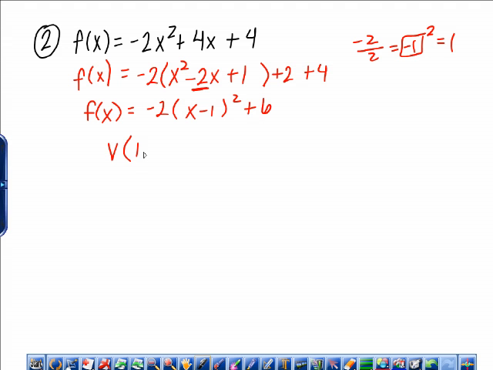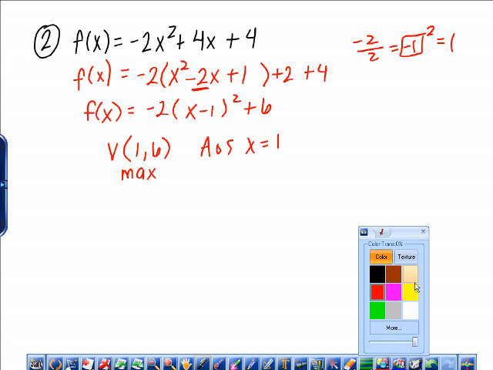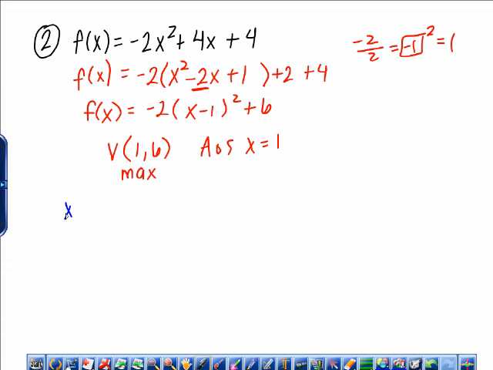So then my vertex is (1, 6). My axis of symmetry is the line x equals 1. This vertex is a maximum. I know that because my parabola is upside down. And in finding x and y intercepts, let's go ahead and do that.